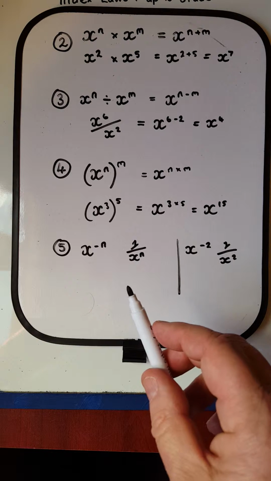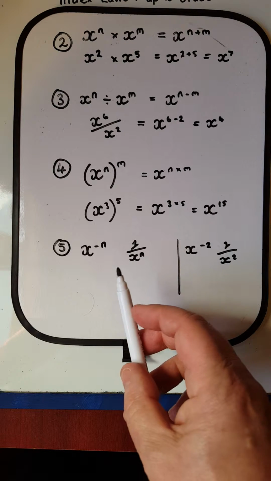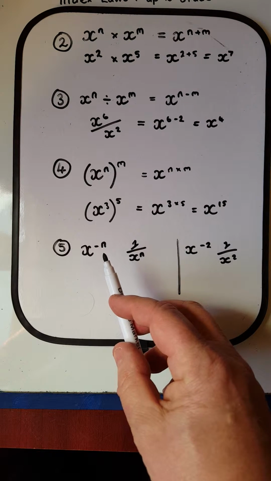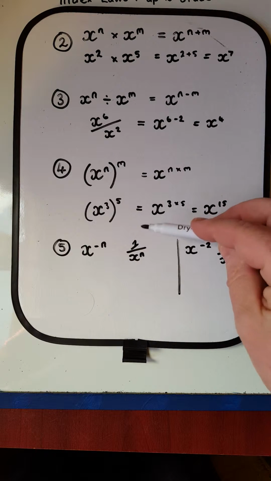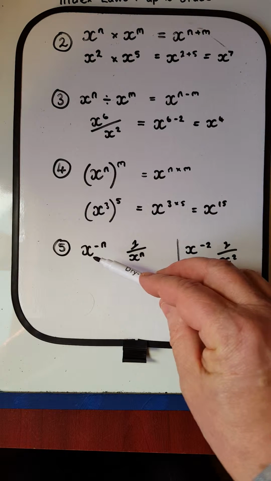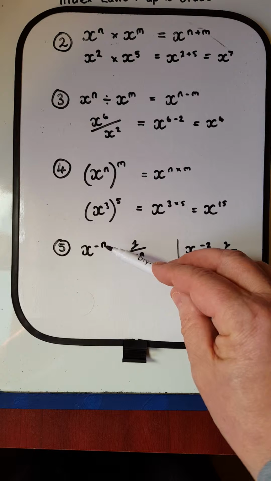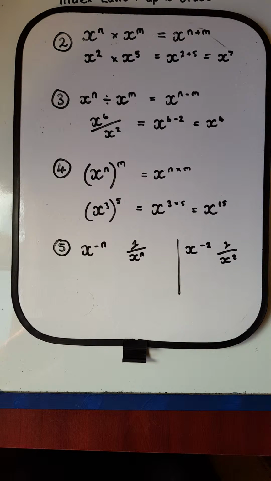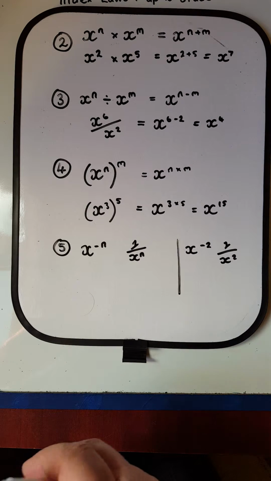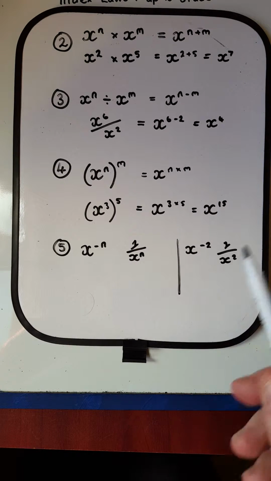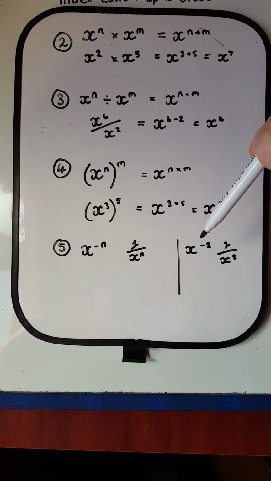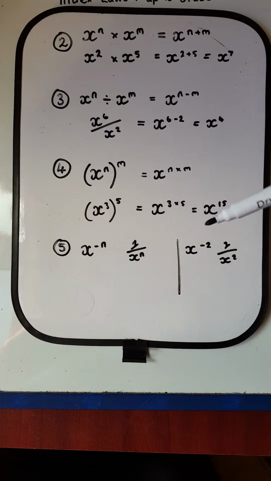Okay, so you're turning it into what's known as a reciprocal. So a negative power is 1 over the number to the power without the minus sign on it. Okay, so let's go back to this one. x to the power minus 2 is the same as 1 over x squared. Alright, that's a complicated one.